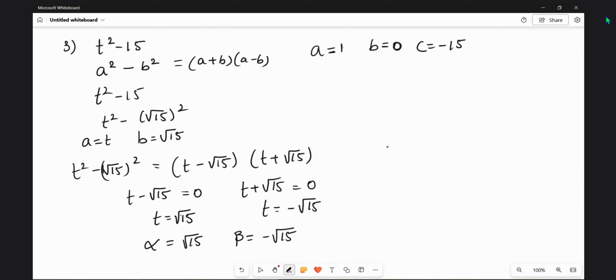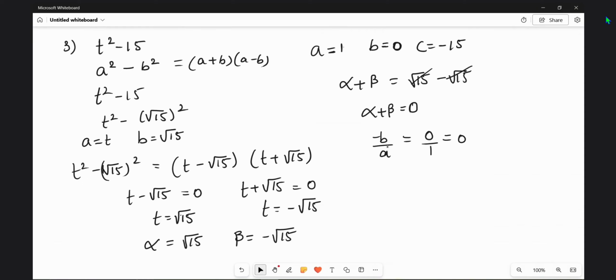Okay. So alpha plus beta. Here what you will get? Root 15 minus root 15 you will get. So alpha plus beta you are getting as 0. And minus b by a is also 0. So therefore alpha plus beta is equal to minus b by a.